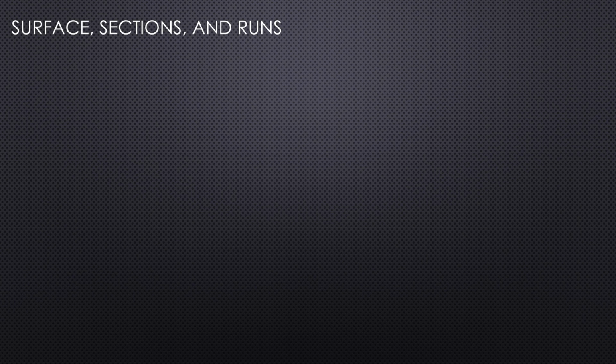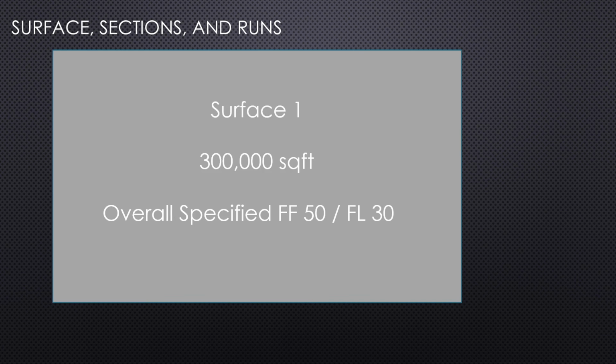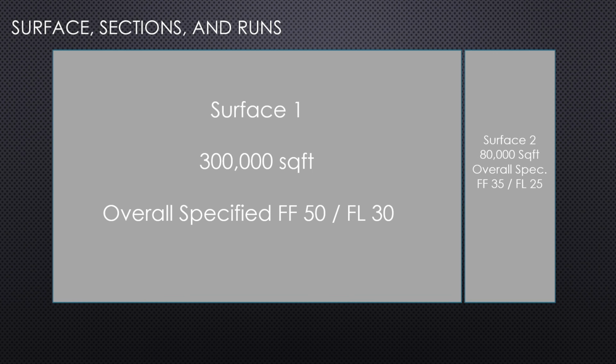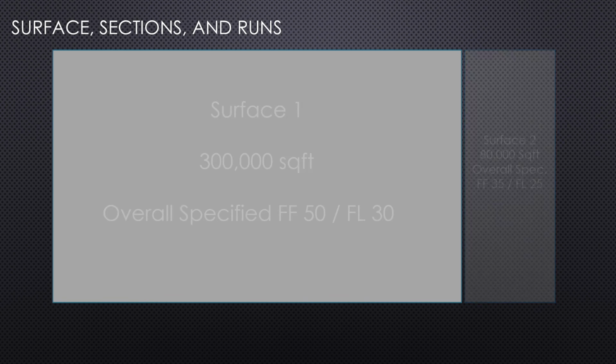Now let's go over what surfaces, sections, and runs are. A surface is the entire floor on one level of a building with a specified set of tolerances. As an example, the entire ground floor of a warehouse is 300,000 square feet, and it has an overall specified FF of 50 and an FL of 30. If you had another part of the building on the same floor which has a higher or lower specified FF and FL number, you would consider it an entirely separate surface.